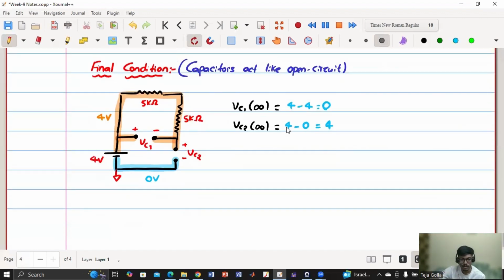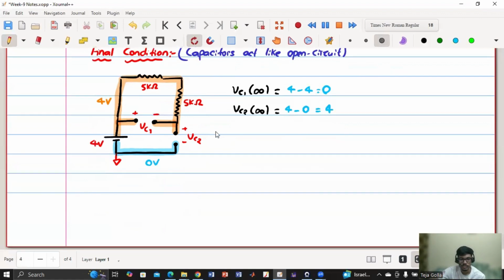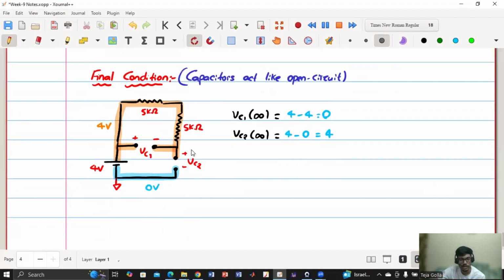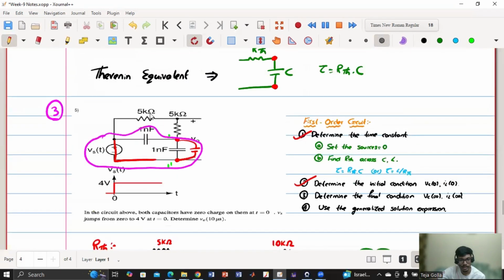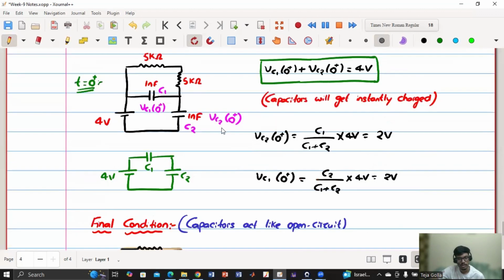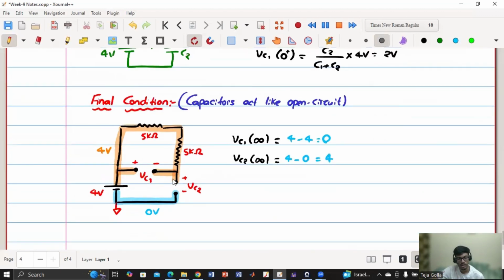Sir, if in the final condition we take VR1 of infinity and VR2 of infinity, then that will be wrong. VR1 to be infinite means this resistor, 5k. Yes, sir. How can you consider 5k to be infinite? Sir, VC1 and VC2, there will be an open circuit, so why will 5 kilo and 5 kilo both be taken in the final condition, then what happens?